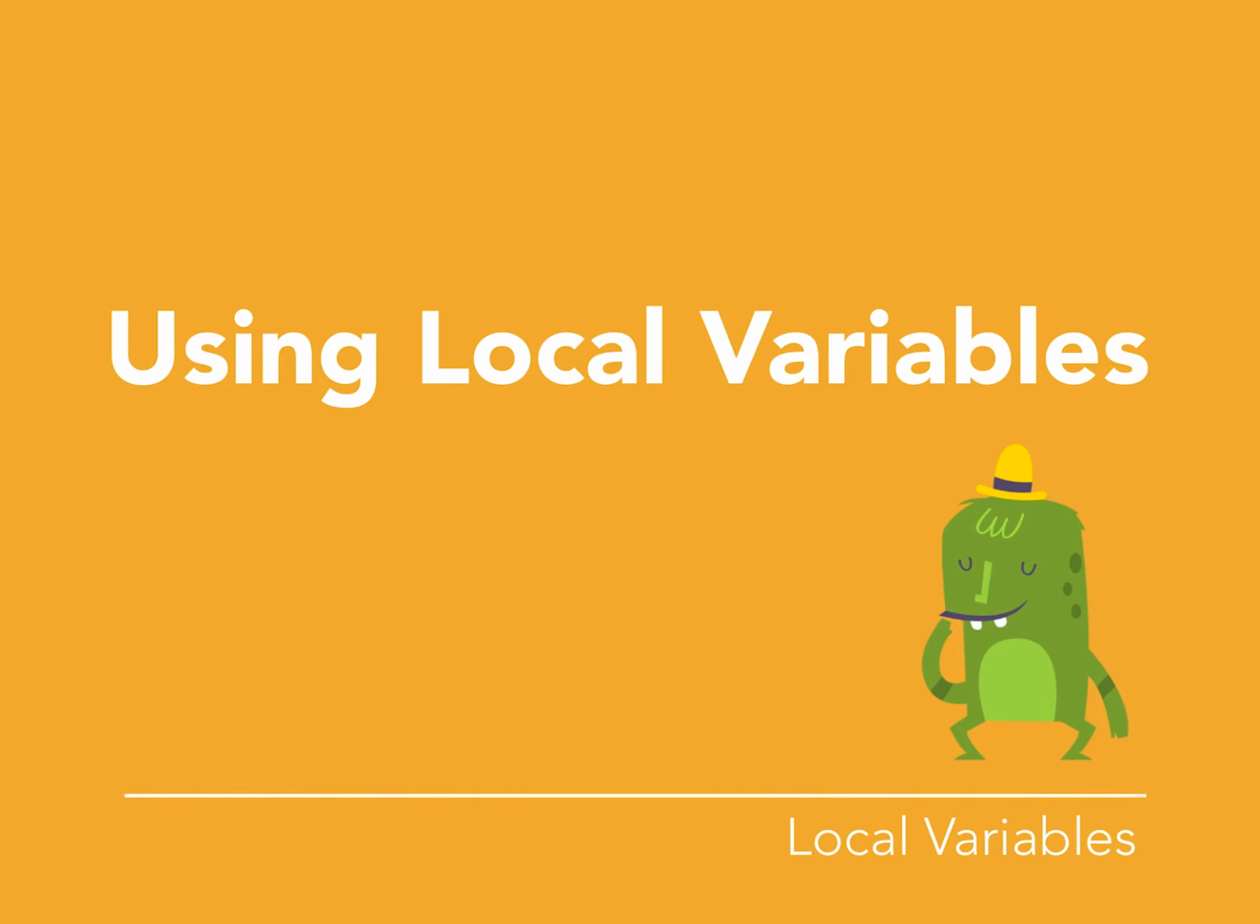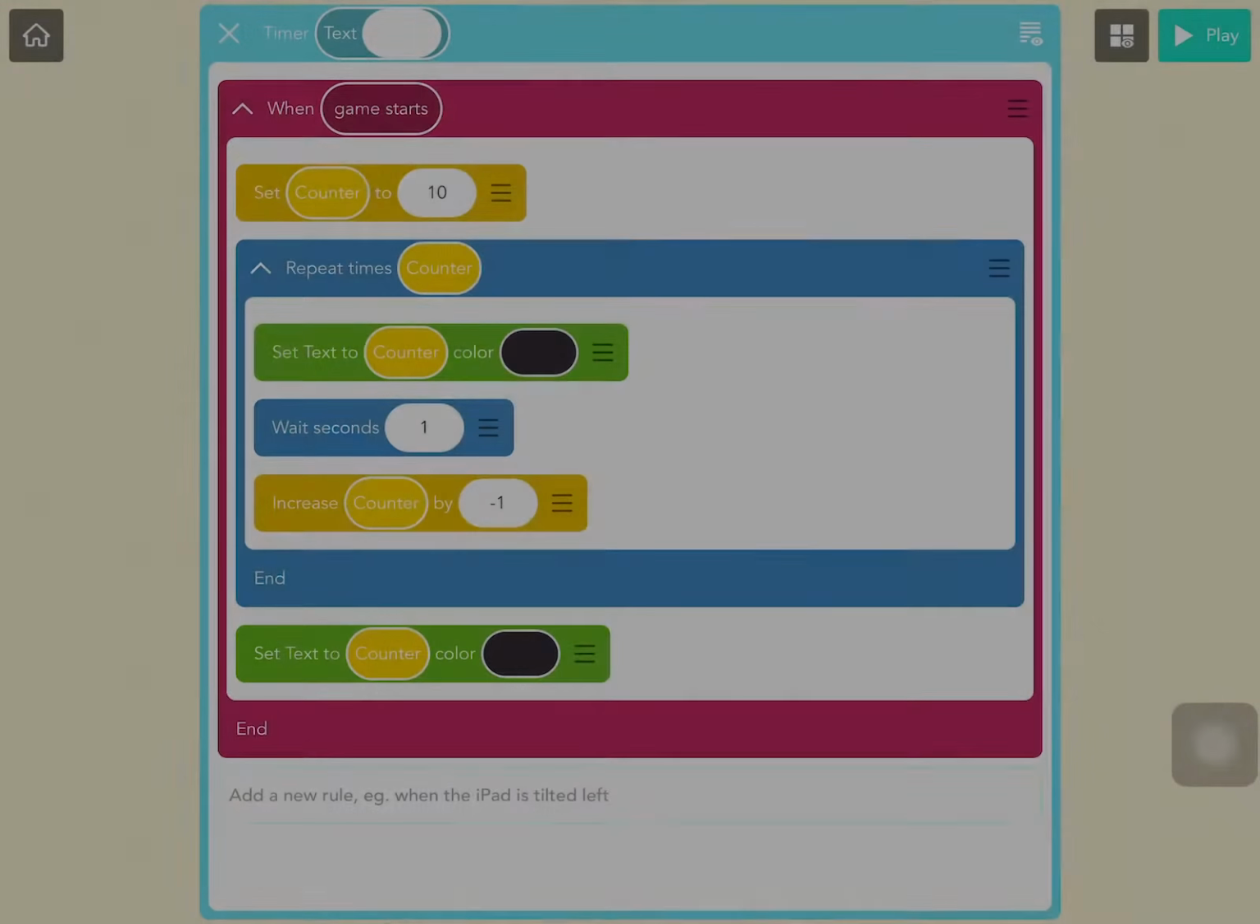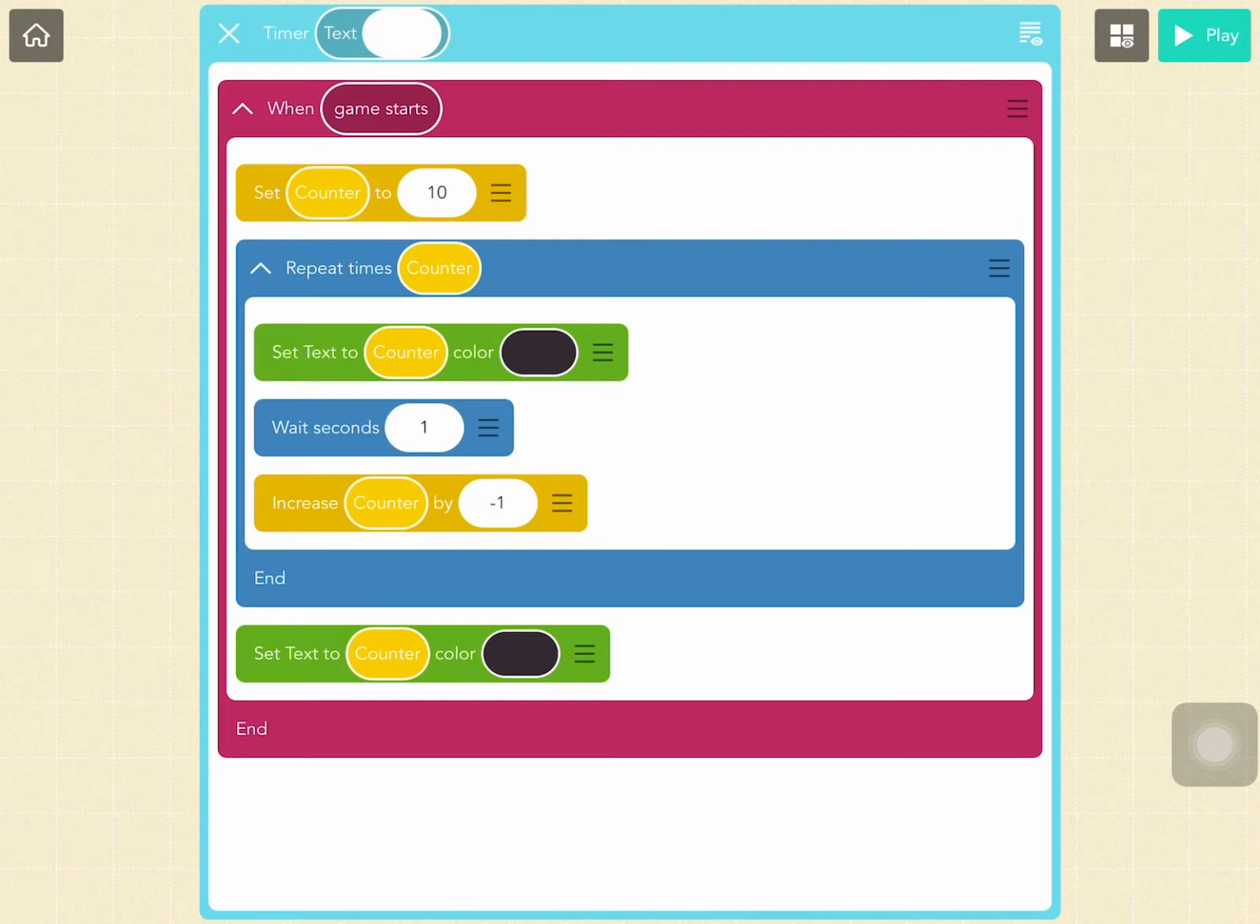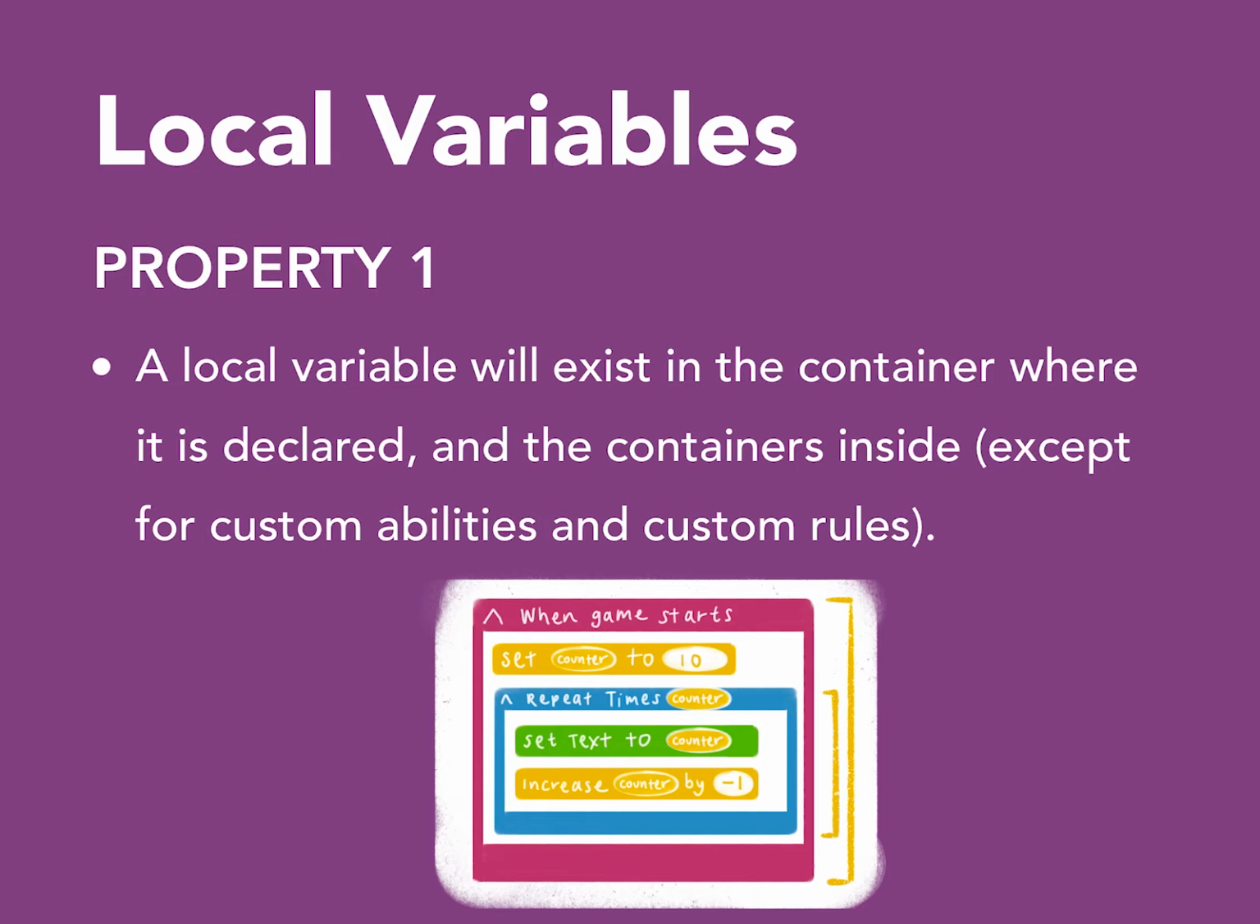Using local variables. I will first demonstrate local variables in this timer project. In this project, there is a simple text timer that will count down from 10. The counter variable is a local variable. Here is the first property of local variables. A local variable will exist for the container where it is declared, and the containers that are inside, except for custom abilities and custom rules. This case will be explored later on.